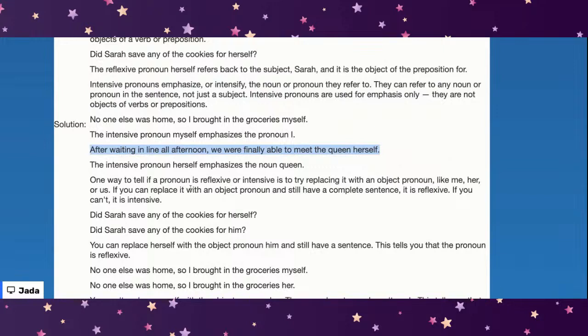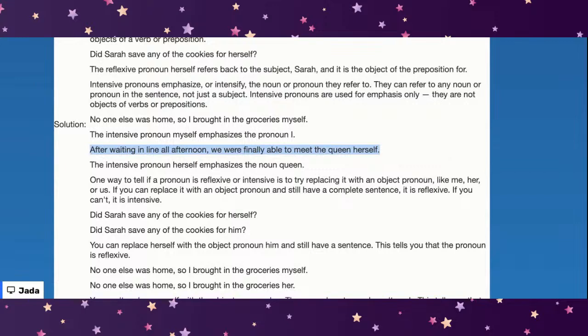One way to tell if a pronoun is reflexive or intensive is to try replacing it with an object pronoun like me, her, or us. If you can replace it with an object pronoun and still have a complete sentence, it is reflexive. If you can't, it is intensive. So we use the object pronoun to test for intensive and reflexive.